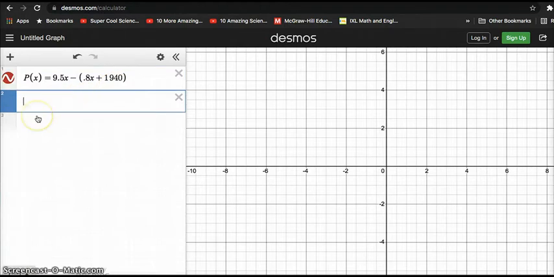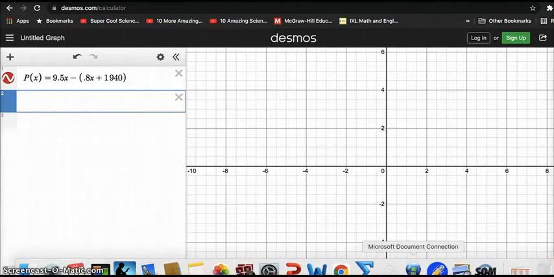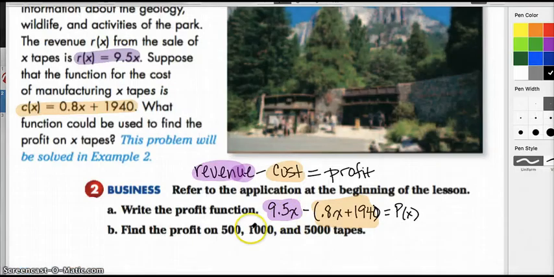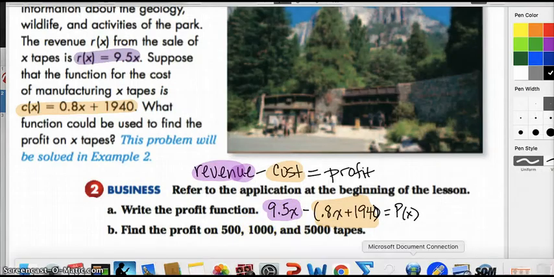But what's cool about this is that now that I put this function in, I need to evaluate the function at a couple of places. Remember those places? We need to figure out what the profit is at 500, 1,000, and 5,000. I can do that really easily. I know you guys can calculate it, but why waste the time?